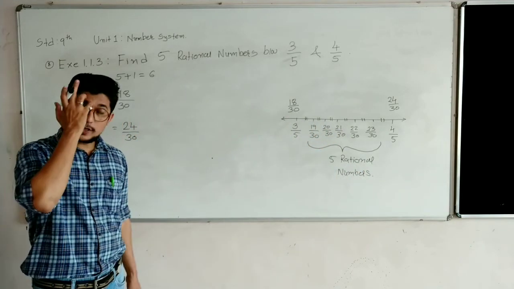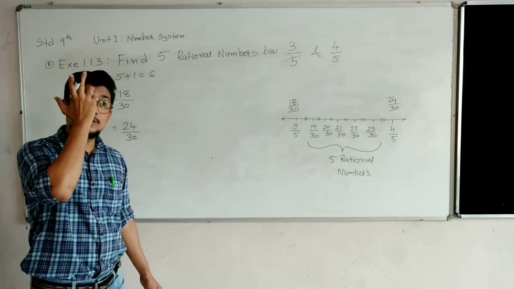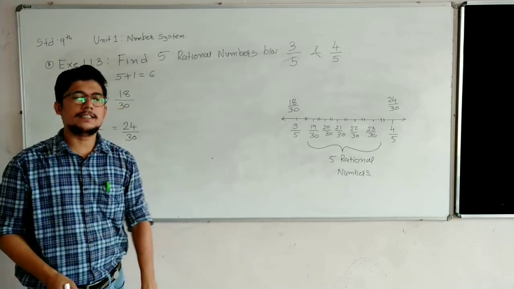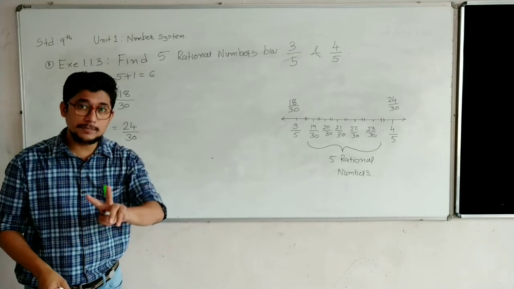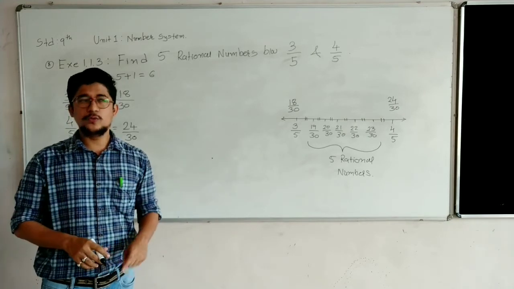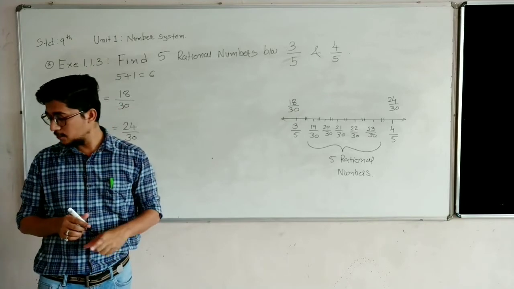Okay, so this is how you can try numerous problems on finding the rational numbers between positive integers, or you can say finding the rational numbers between rational numbers also. Because the number line is too long, you can find as many rational numbers as possible.